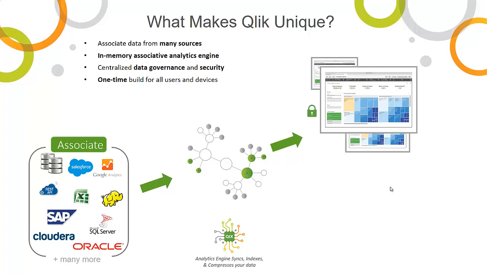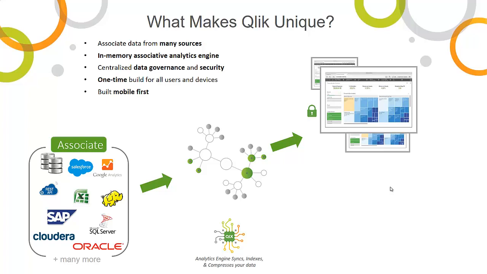Now, a really large differentiator for Qlik is the fact that it's a one-time build for all users and devices. I can build out a single application that can serve a very wide audience of users because of the fact that we have row and column level security. As well, it can also serve all devices. Qlik is one of, if not the only vendor on the marketplace that's built entirely mobile first, all HTML5, JavaScript, and CSS based.